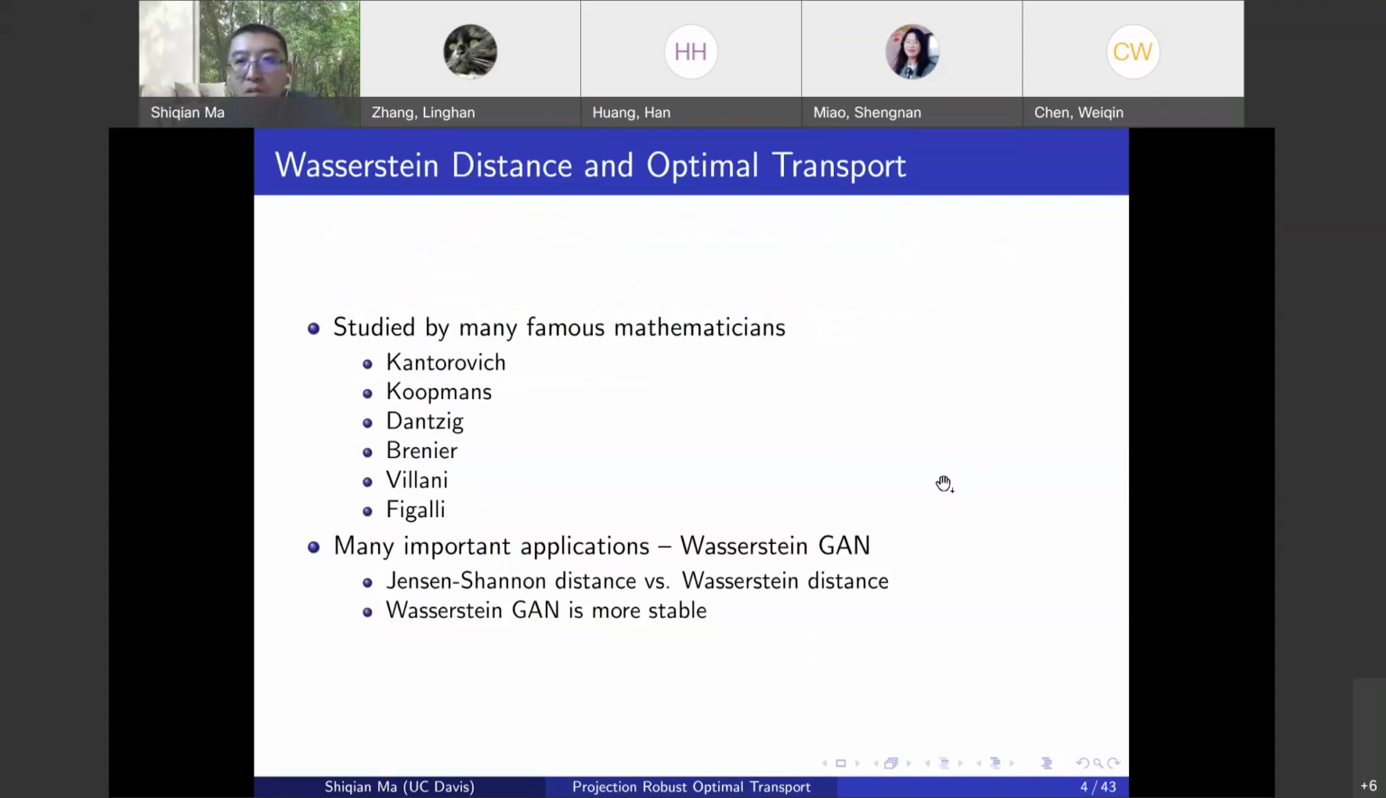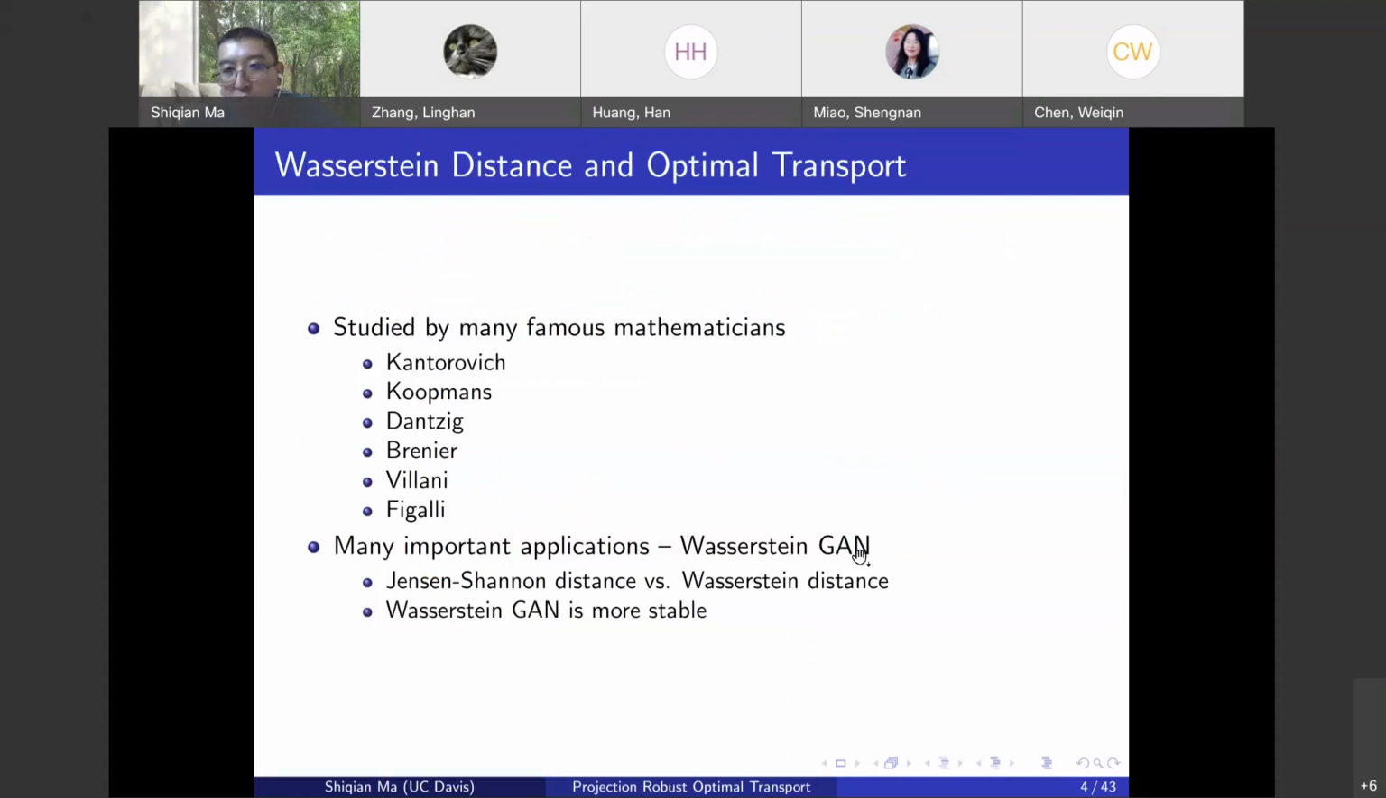So optimal transport actually has a very long history. It has been studied by many very famous mathematicians, including some Fields Medal winners and Nobel Prize winners. It has drawn a lot of attention recently because it found some very important applications in deep learning.